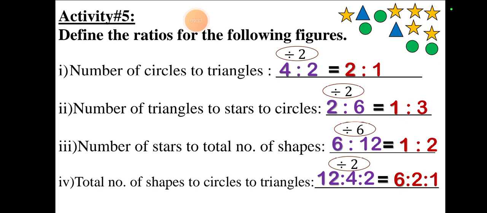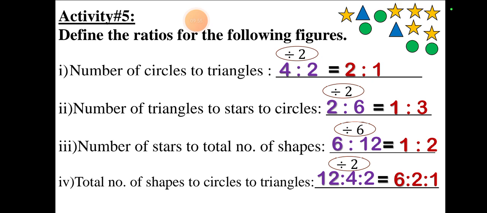Okay, then define the ratios for the following figures. Now again I have the number of circles to the triangles. First, how many circles am I having? Four circles. So 4. Now ratio triangles, I am having 2. So 4 ratio 2. That means they can be further divided. I will divide them by 2. I will get 2 ratio 1. That's my answer.